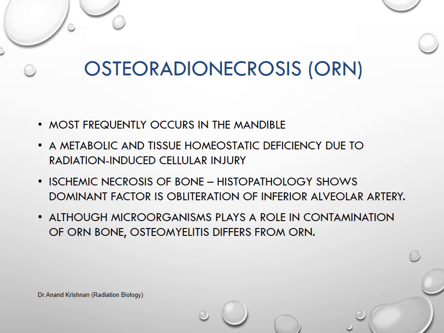Moving on to osteoradionecrosis. It most frequently occurs in the mandible. Osteoradionecrosis, as the name suggests, is the necrosis that is brought about in the bone due to radiation, and it is an effect most commonly seen as a result of radiation therapy. It's a metabolic and tissue homeostatic deficiency due to radiation induced cellular injury. There is ischemic necrosis of bone, and the histopathology generally shows the dominant factor is obliteration of the inferior artery, that is, cutting off blood supply to that region due to high radiation.